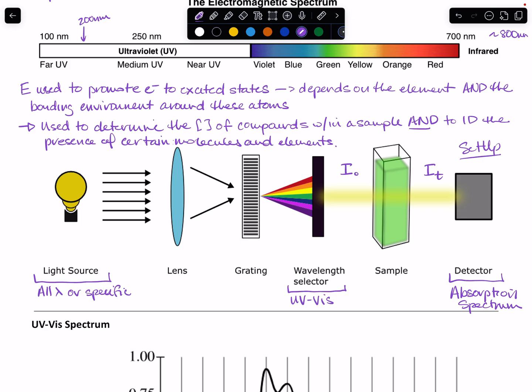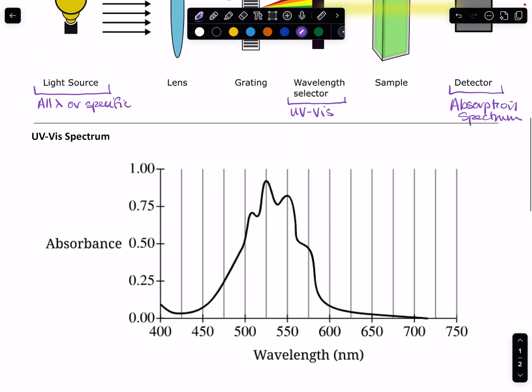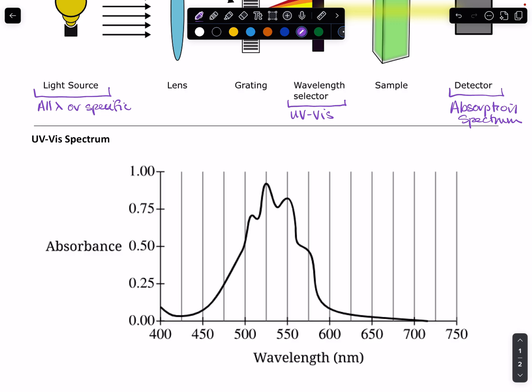Then you have the valleys showing where light was not transmitted at a particular frequency or wavelength. Here, it's going to be the opposite. We're going to have an absorption spectrum that will show what did get transmitted. All right. This is an example of a UV-Vis spectrum.